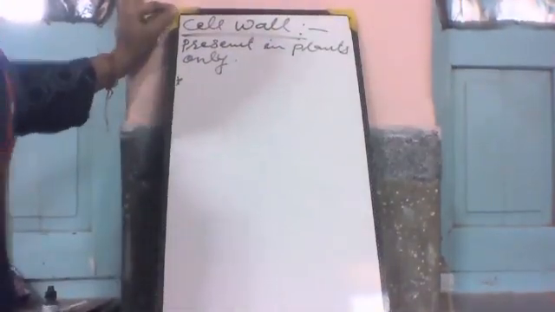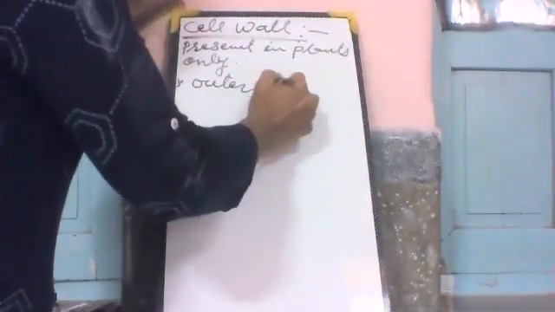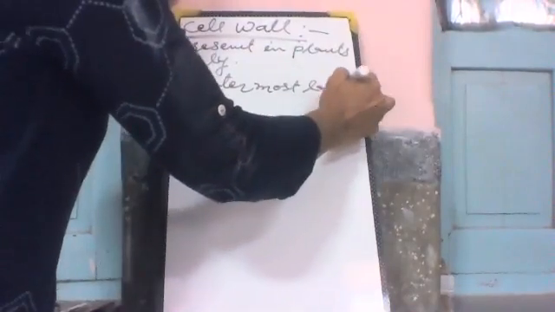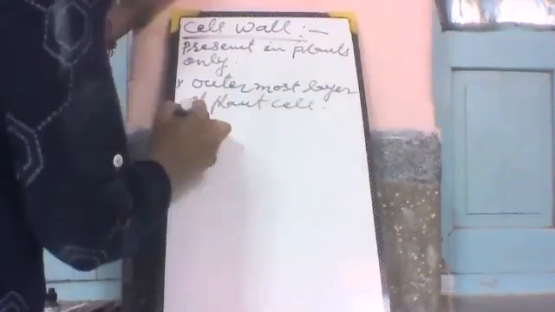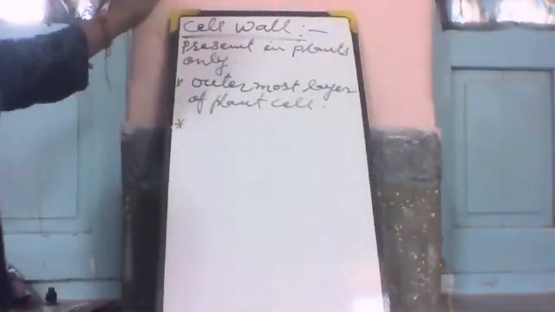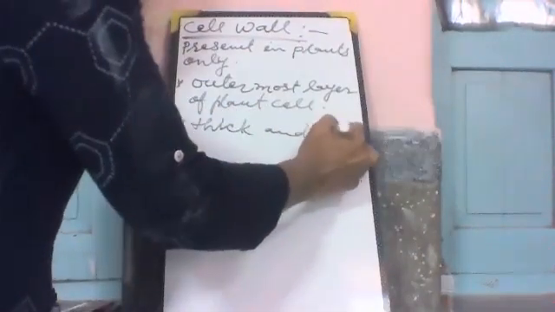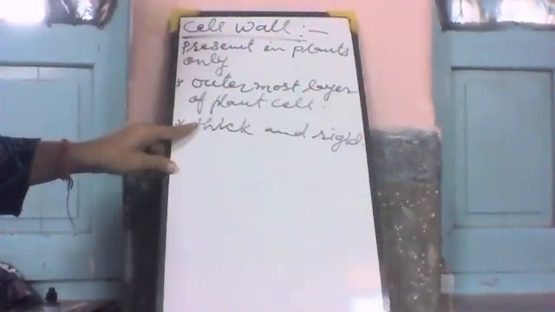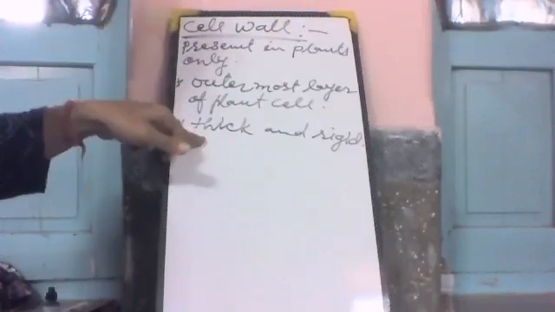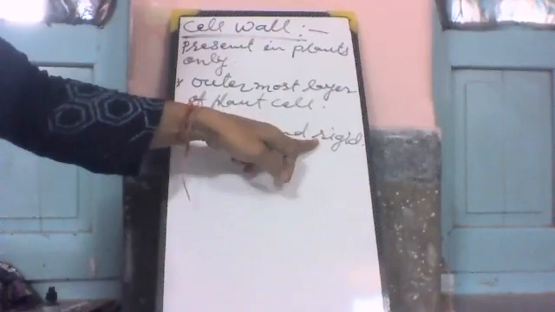Then the plasma membrane, outermost layer. This is the outermost layer of plant cell. Right? It is thick and rigid. It is different from the plasma membrane. Plasma membrane is thin, but cell wall is thick. Plasma membrane is flexible, but the cell wall is rigid.